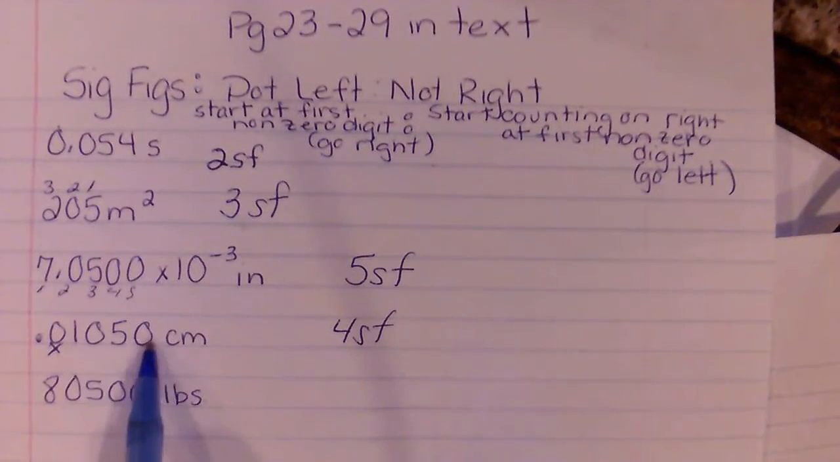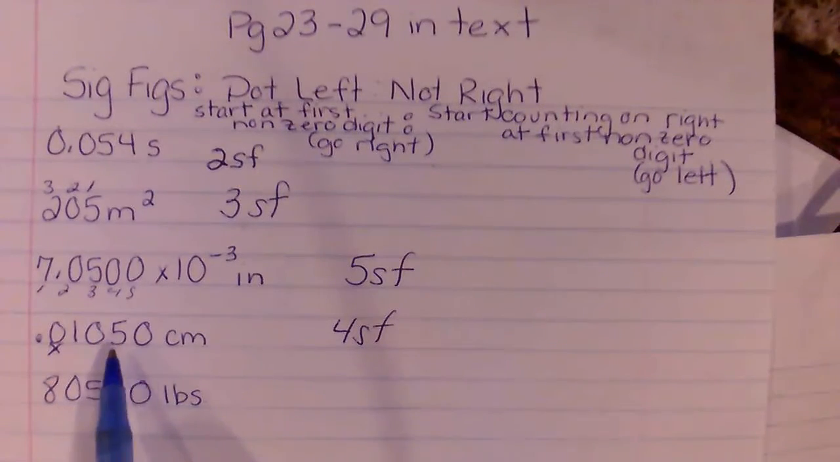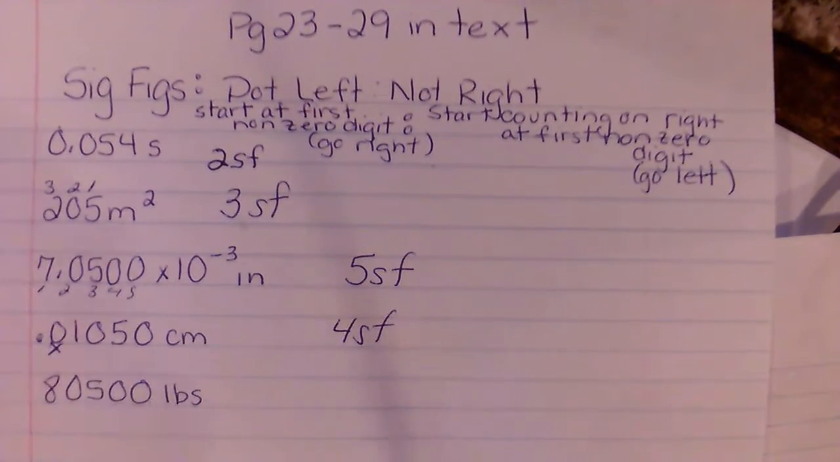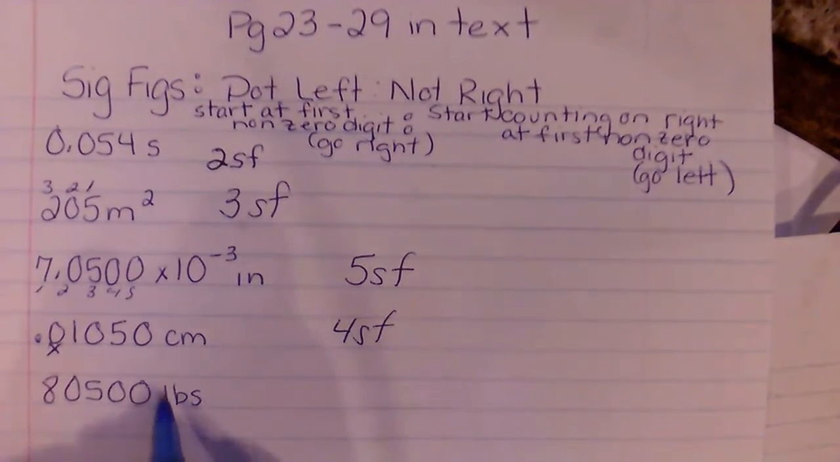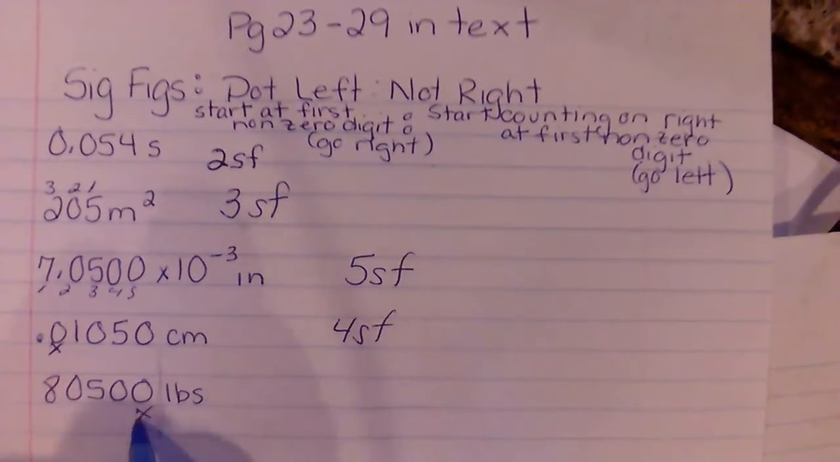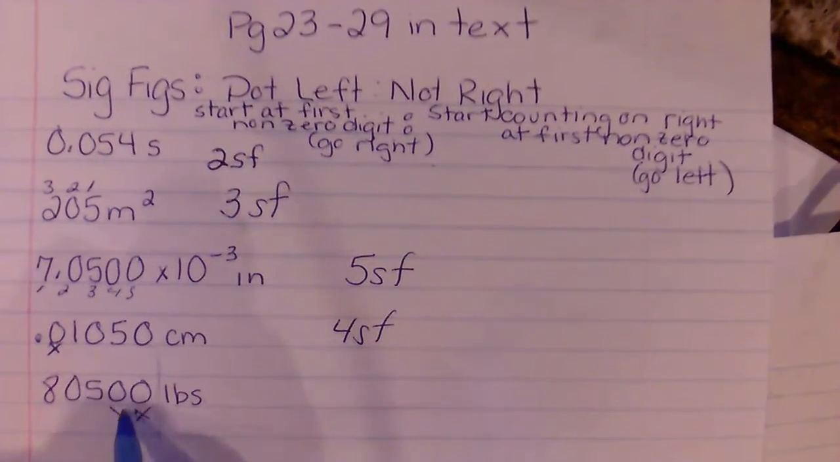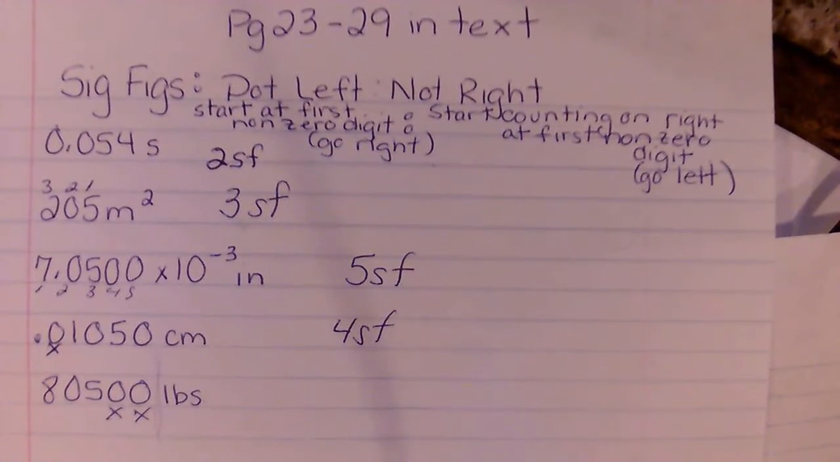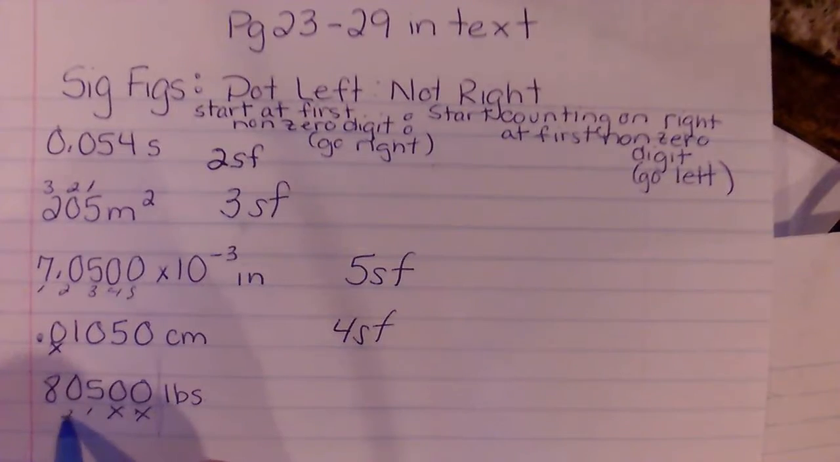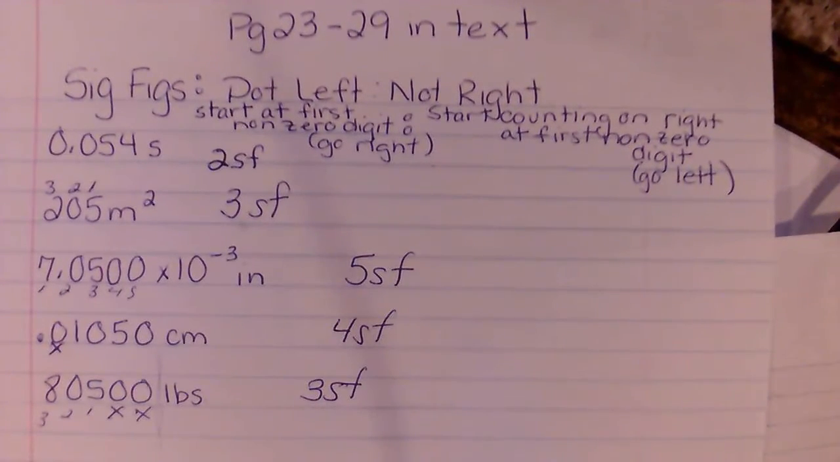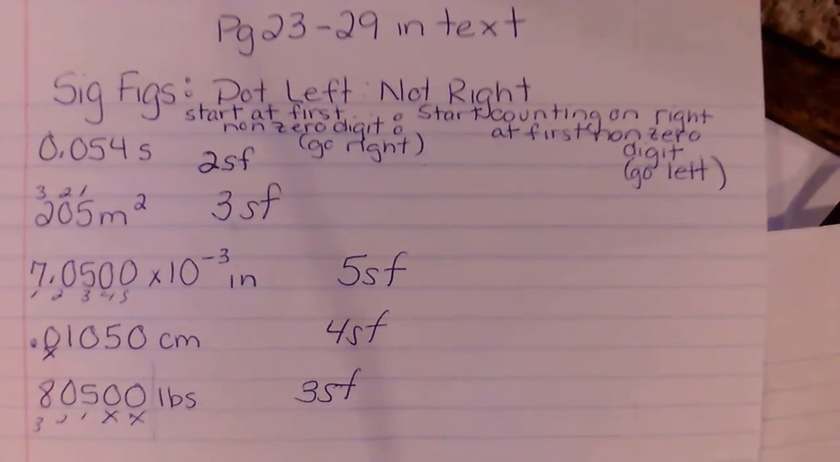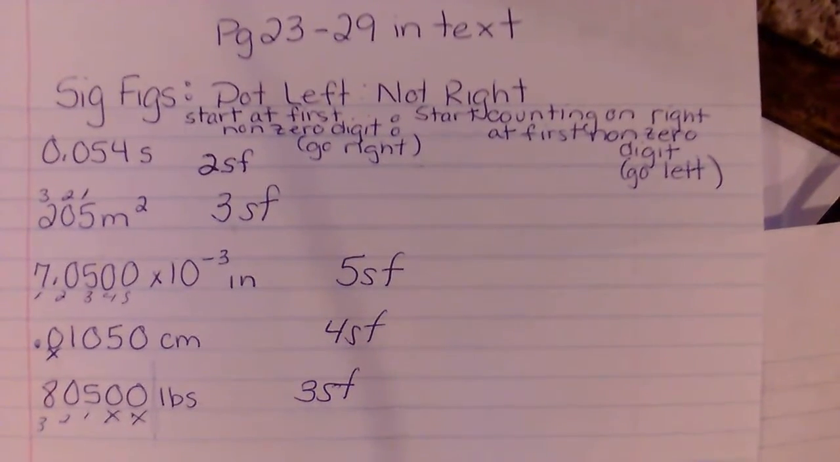Once you start counting, you keep on counting. It doesn't matter if there's a 0 at the end, if you've already started counting. So this is not right, because there's no decimal point. So you start on the right hand side of the number, but you can't start here because you never start at a 0, and you can't start here because you never start at a 0. So this would be 1, 2, 3. 3 Sig Figs. If you have any other questions on Sig Figs, let me know. We'll get into adding and subtracting, multiplying, and dividing in class.